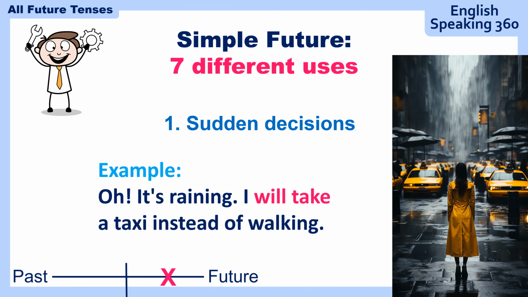Oh, it's raining shows you that you didn't know it was raining, and then I will take a taxi. That was not my original plan. My original plan was walking, but I suddenly decided to take a taxi. So that's why we use the simple future.